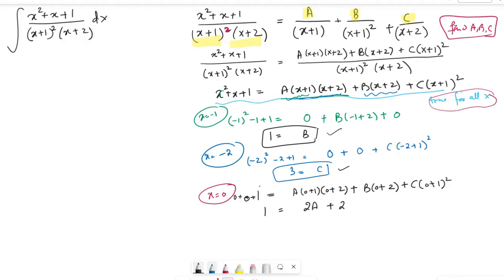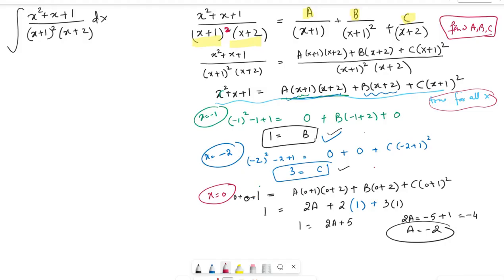2A plus 2B. In place of B, I can put 1 because B is 1, plus C. Sorry, in place of C, we can put 3 times 1. So basically 2 plus 3 is 5. 2A plus 5 equal to 1. 2A, subtract 5 on both sides. So 2A is negative 4. A is negative 2 by dividing by 2 on both sides. So we figured out all three constants.